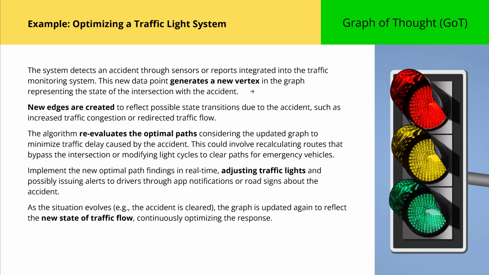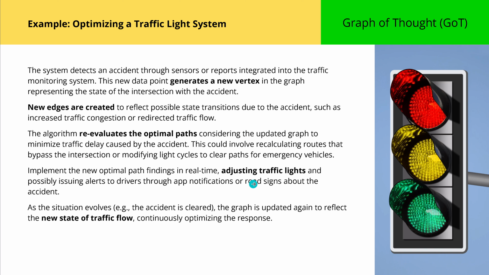We have a problem, we have a new sort, an accident is happening, and this has to be integrated here in the dynamic graph structures. Now, new vertices are connected through the edges to the existing graph or subgraph complexity to reflect possible state transitions due to the accident that is happening within the graph, such as increased traffic congestion or redirected traffic flow, which routes are open here where people could escape here.